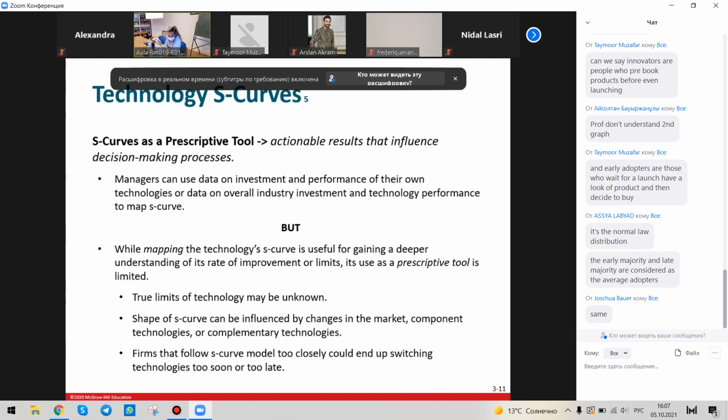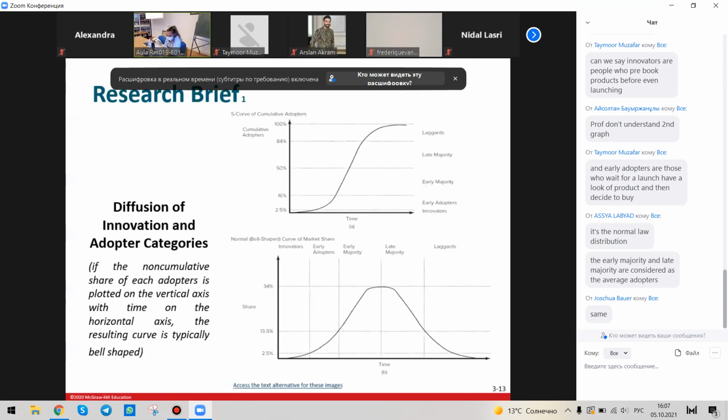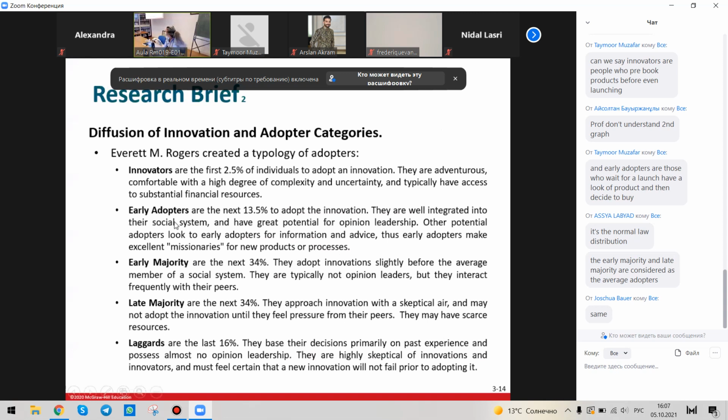So what is interesting with this? Here you have, I reported also all the description: 2.5%, 13.5%, 34 and 34, and 16%, which is the sum of the previous two. You will have here the description that you will also find in your book.